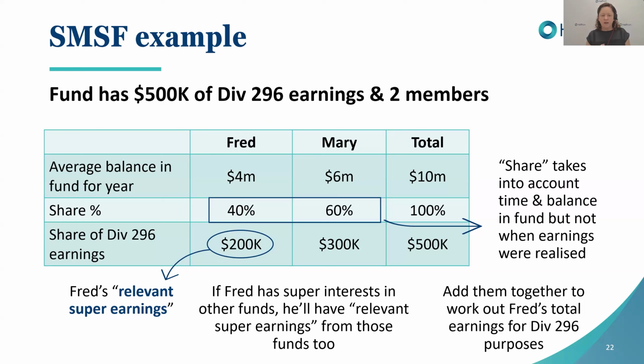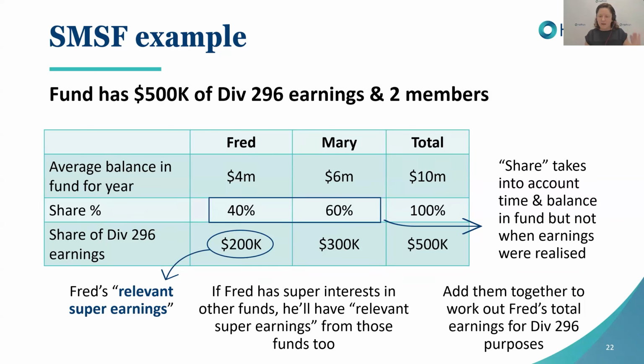So if we think about an example, let's say at the start of the year, Fred was the only member of that superannuation fund. And when he was the only member of the fund, it made a really big capital gain, sold an asset and made a big capital gain. From the point of view of the fund's actual earnings allocation, Fred would get all of that capital gain because Mary's not a member of the fund yet. Mary joins the fund, and then she brings in a sizable balance, and we end up with those average weighted balances of 4 and 6 based on the time that Mary's been in the fund, for example.